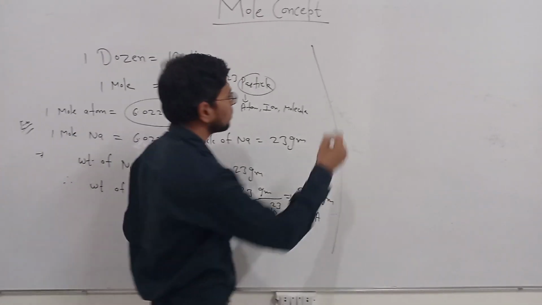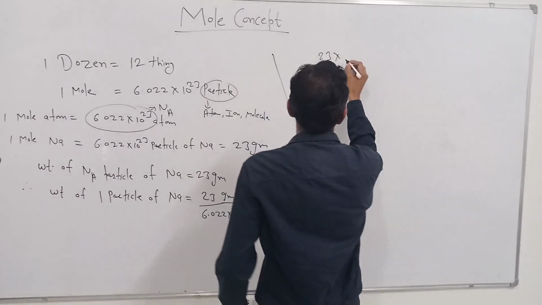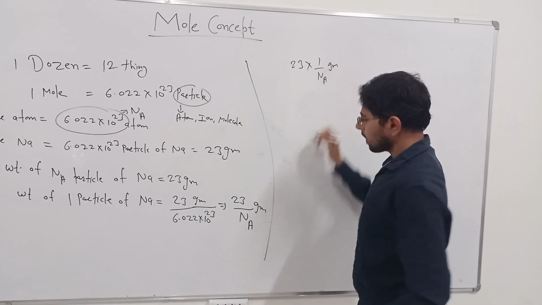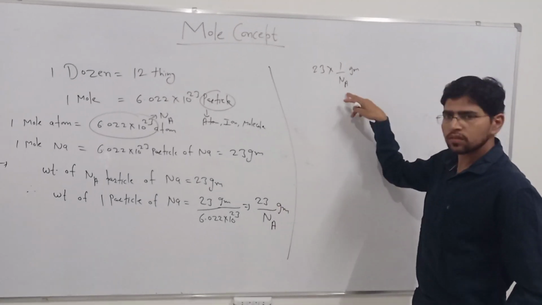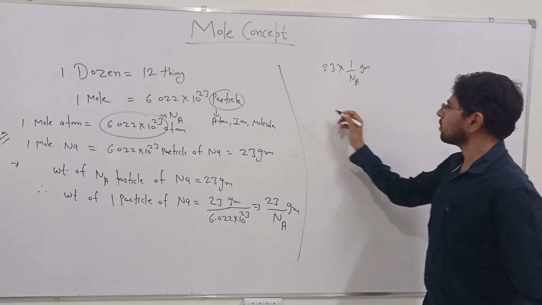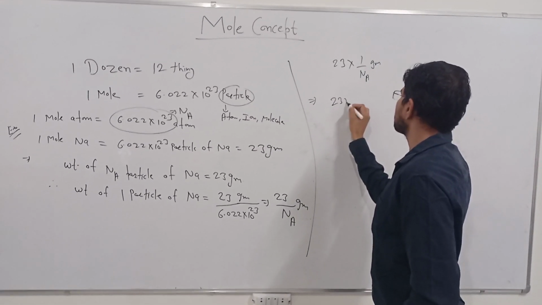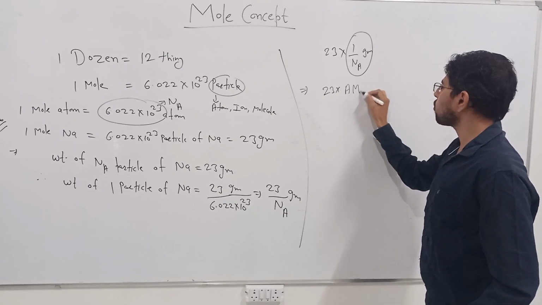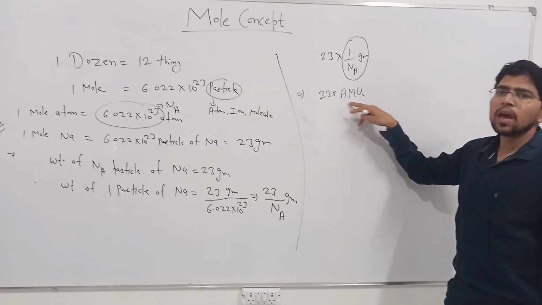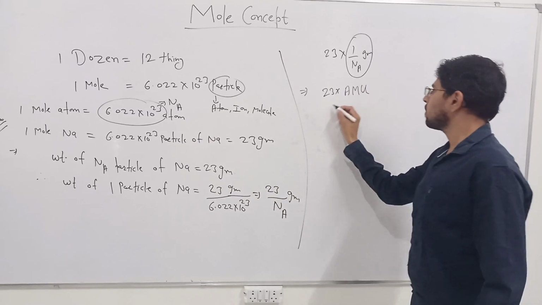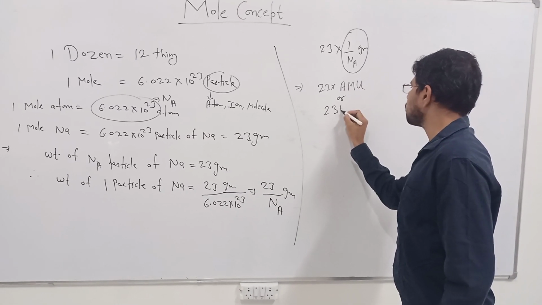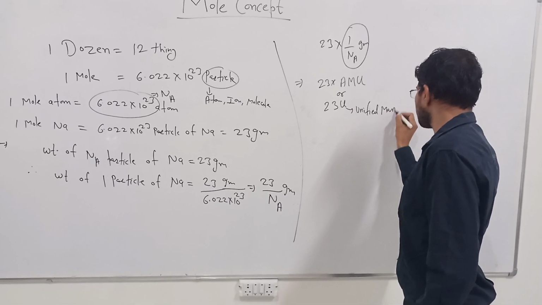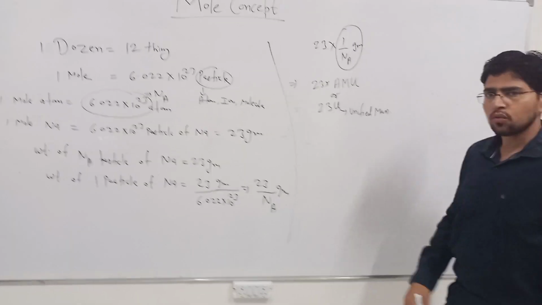Now see this. Can I write 23 × 1 upon Na? Now see this: 23 × 1 upon Na gram means AMU, atomic mass unit. Or we can say 23 u, u for unified mass. Clear to all?